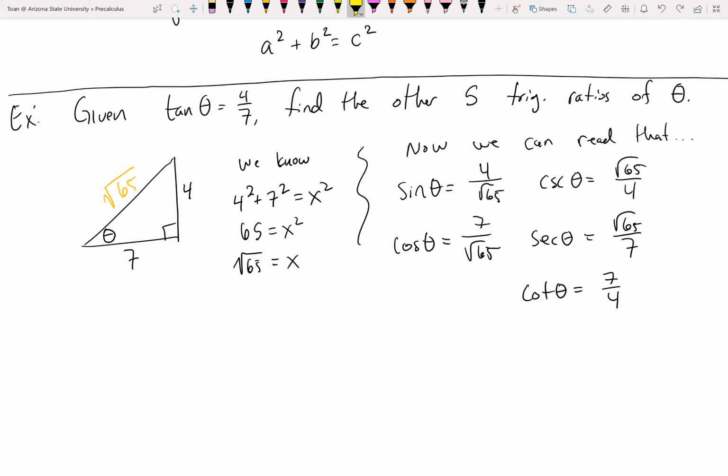Okay. So that's the idea with these types of problems. If you're given a trig ratio and you want to find the others, just draw it out and then use Pythagoras' theorem to find the missing sides.